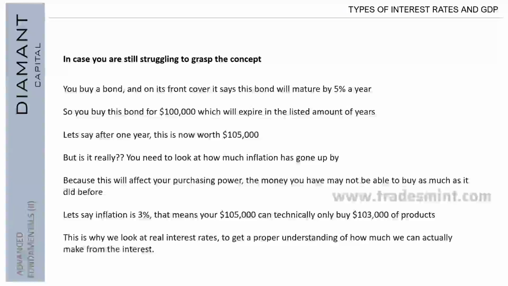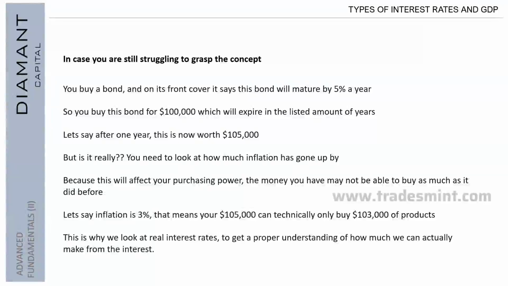You buy a bond, and on its front cover, it says that this bond will mature 5% a year. So you buy this bond at $100,000, which will expire in the listed amount of years. Let's say after 1 year, it's now worth $105,000. But think about it, is it really? You need to look at how much inflation has gone up by to understand your purchasing power. Because of this, it will affect your purchasing power. The money you have may not be able to buy as much as it did before.